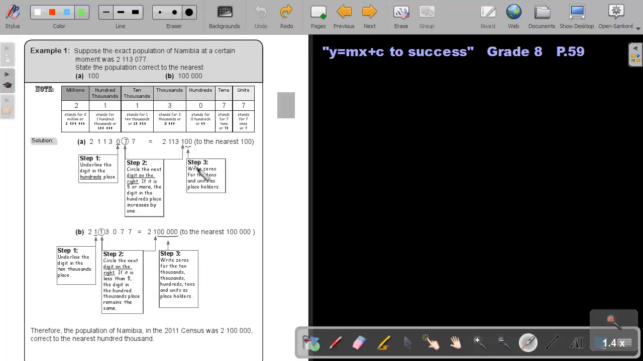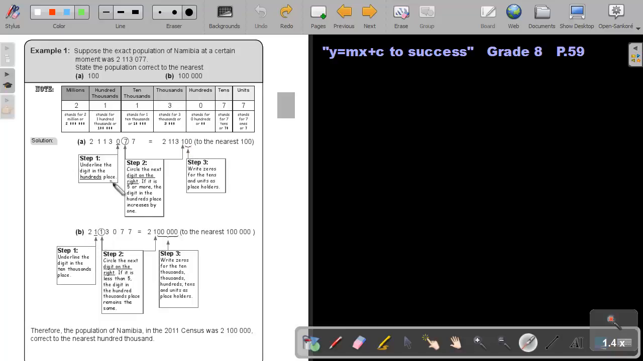But now, step 3, write zeros for the tens and units as placeholders. Because the 0 is there at the back, we must fill these two positions with zeros. So look, that's 7, because it's 5 or more than 5, it becomes 1, and I just fill up those two positions with zeros.